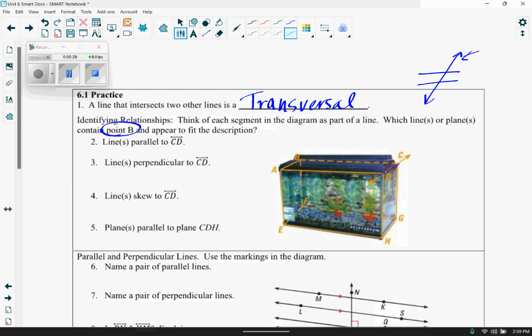So here's CD right there. And I want a line to contain B that is parallel to CD. So I'm going to say AB. Perpendicular to CD. Well, perpendicular to CD is going to be making a 90-degree angle, so at the back side there, I could say CB.